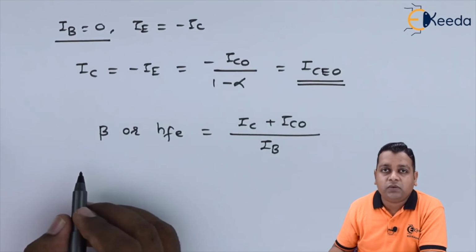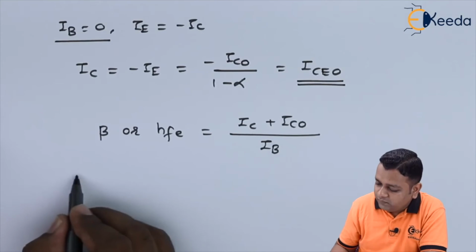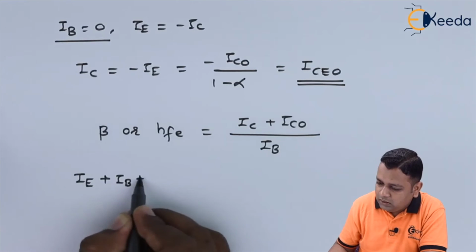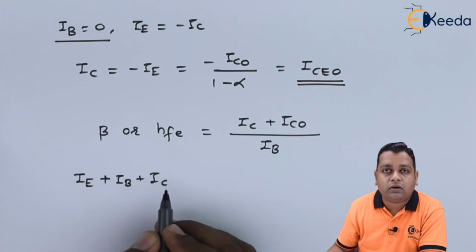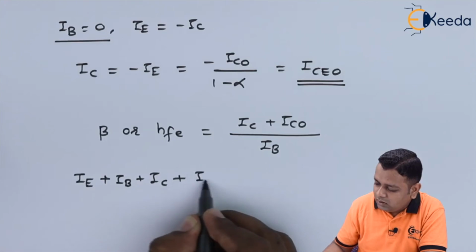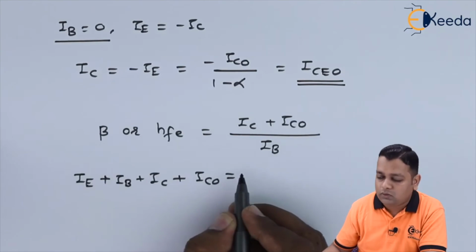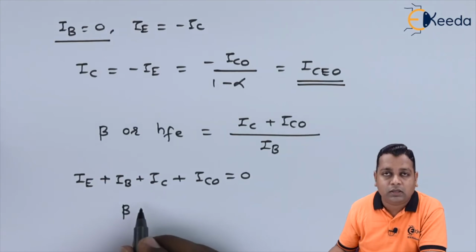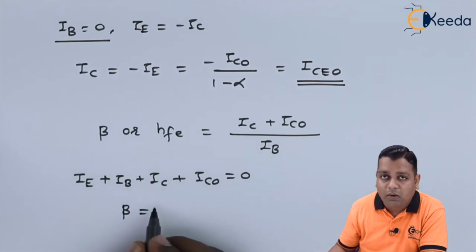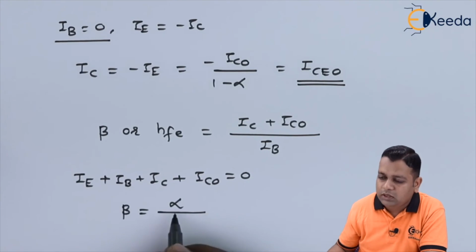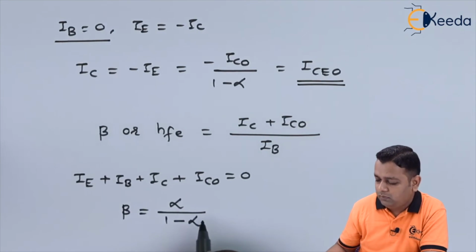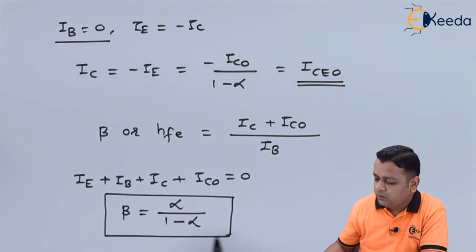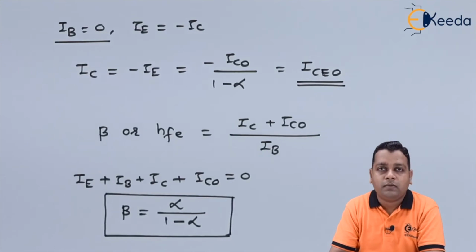Since we know the relationship among the terminal currents, that the emitter current IE added with the base current IB and the collector current IC added with ICO should be equal to 0, we have obtained beta, the current gain, expressed in terms of alpha as alpha divided by 1 minus alpha. So this is a very important relationship between these current gains expressed in terms of alpha and beta here.